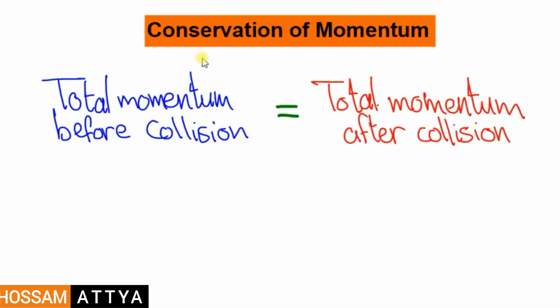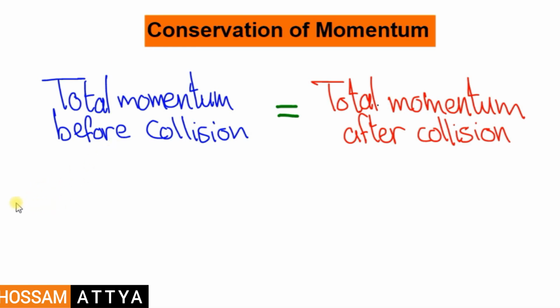What about in a system where bodies collide with each other? The main rule here is the conservation of momentum. The total momentum before the collision is equal to the total momentum after the collision, and this happens within any isolated system, any system where there are no external forces acting.